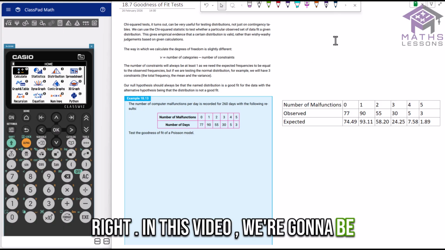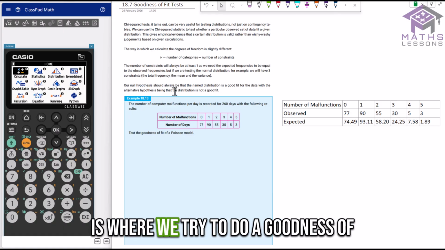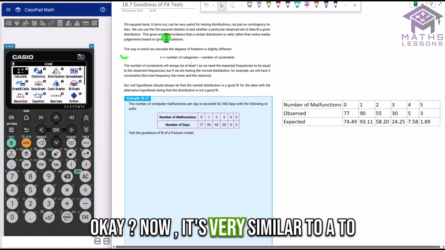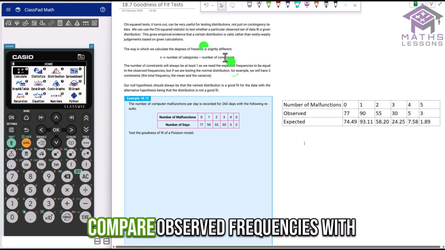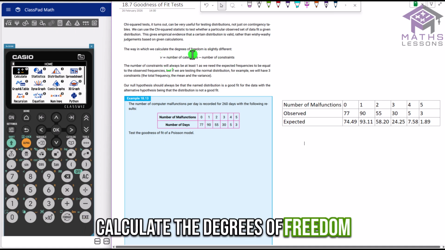Right, in this video we're going to be looking at goodness of fit tests. We're going to be looking at the first ones where we try to do a goodness of fit test of a Poisson model here. Now it's very similar to a contingency table in that we compare observed frequencies with expected frequencies, but we need to calculate the degrees of freedom slightly differently.